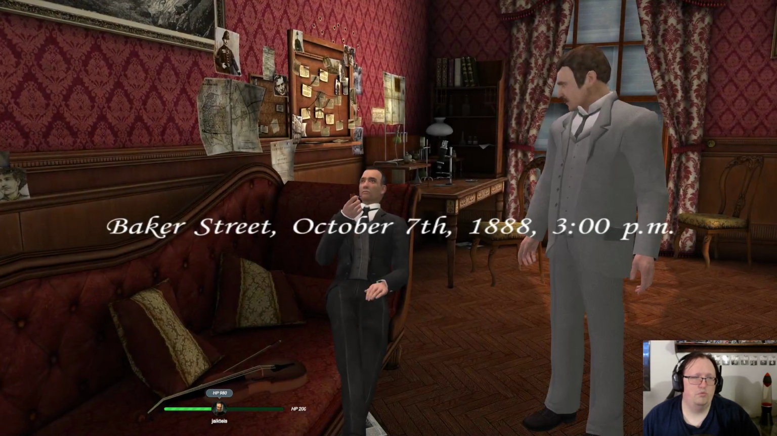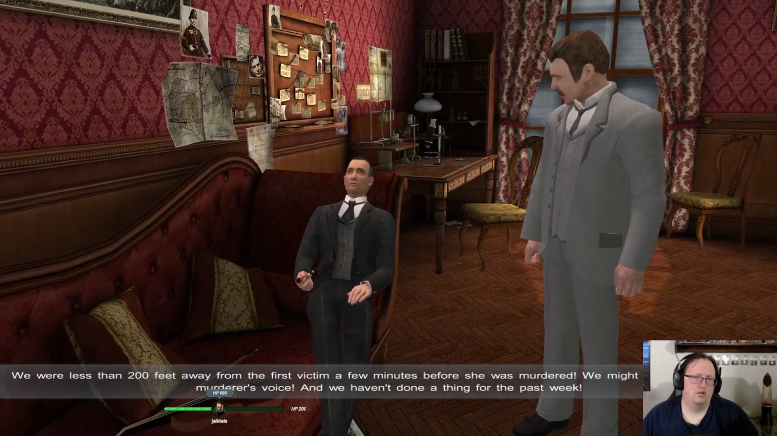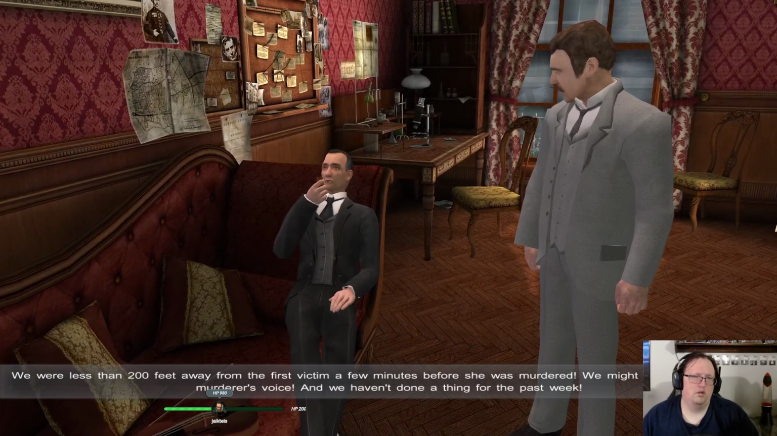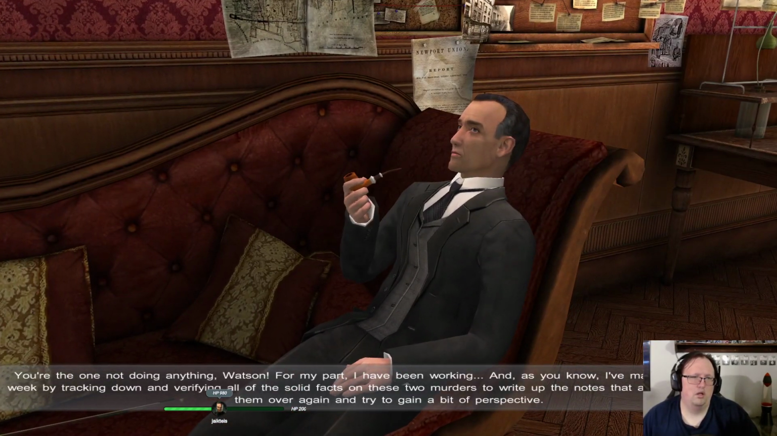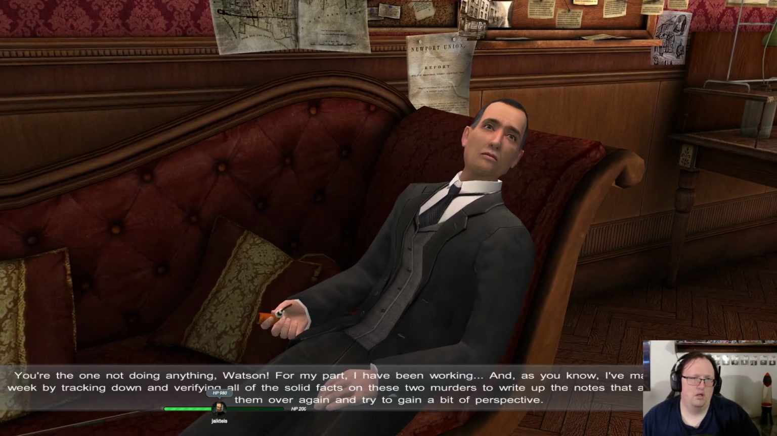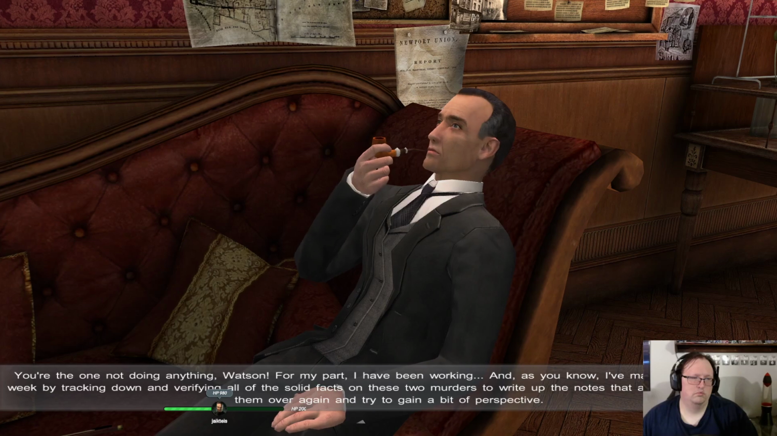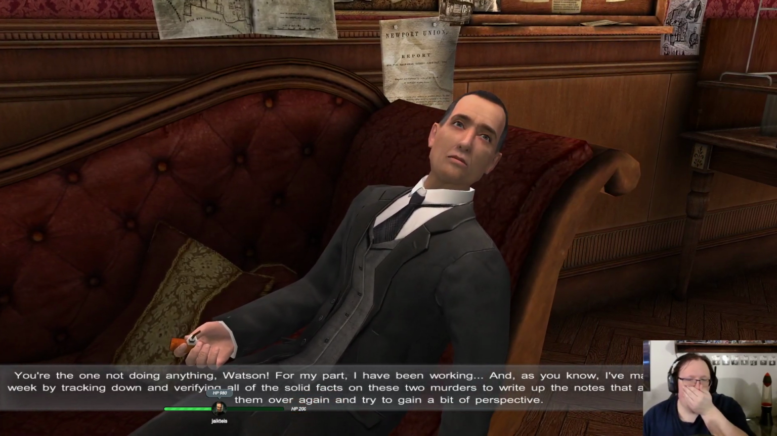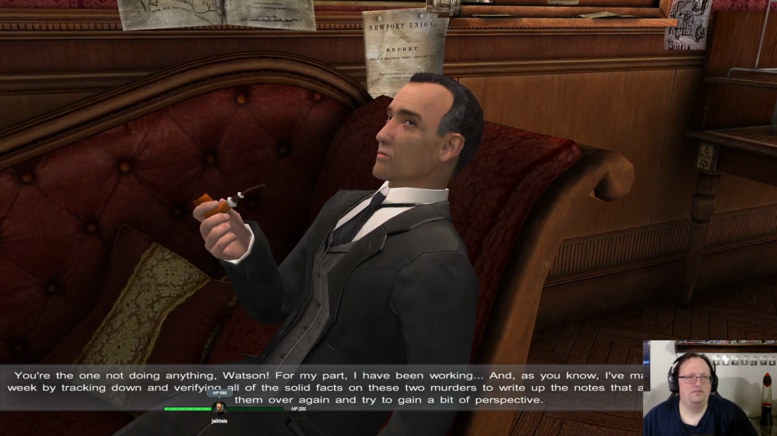We were less than 200 feet away from the first victim a few minutes before she was murdered. We might even have heard the murderer's voice. And we haven't done a thing for the past week. You're the one not doing anything, Watson. For my part, I have been working, and as you know, I've made good use of this week by tracking down and verifying all of the solid facts on these two murders to write up the notes that are on my desk, read them over again, and try to gain a bit of perspective.